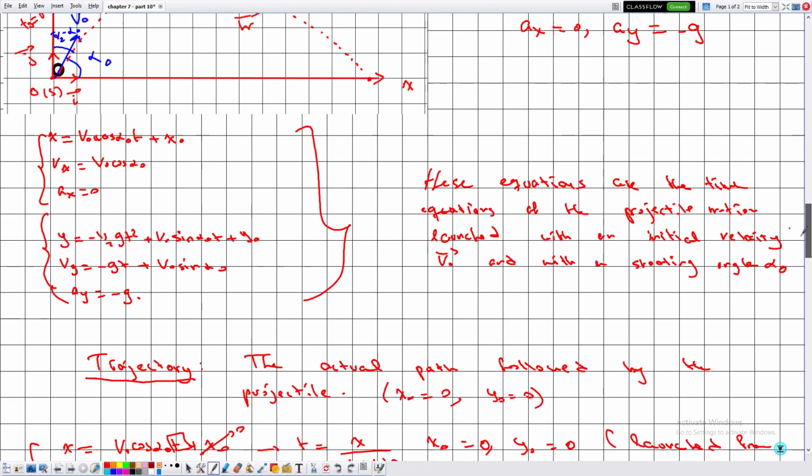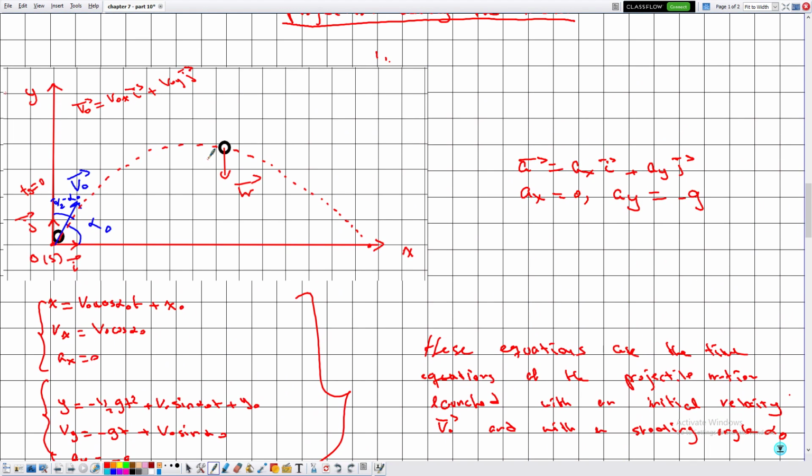So here if you consider this trajectory, the maximum height will be somewhere here. This is the maximum height reached by the projectile. Okay, so this point corresponds for the maximum height, and we are interested in determining this height h.